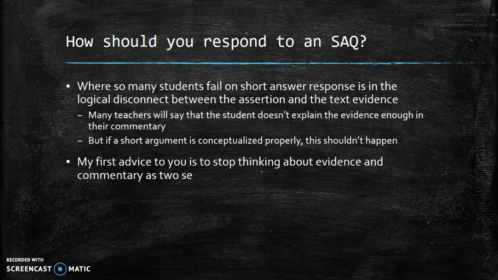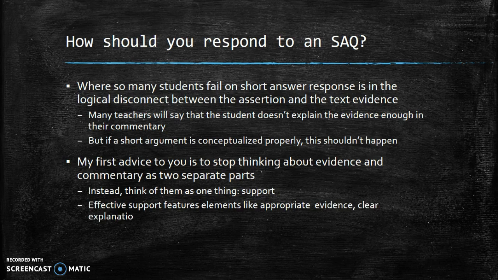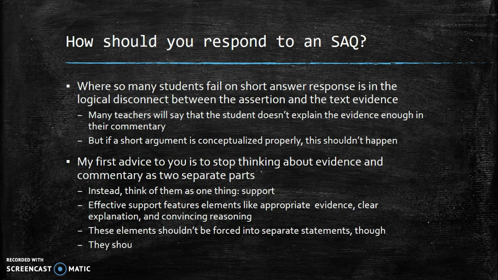My first advice to you then is this: stop thinking about evidence and commentary as two separate entities. Instead, think of them as one thing: support for your claim or assertion, whatever you want to call it. Effective support features elements like appropriate evidence, clear explanation, and convincing reasoning. These elements shouldn't, however, be forced into separate statements. They should instead all work together and be almost indistinguishable from one another. So if you ever have trouble pointing to your evidence and then pointing to your commentary because it all just kind of mashes together, that's actually good. That means you're providing logical, sophisticated support.